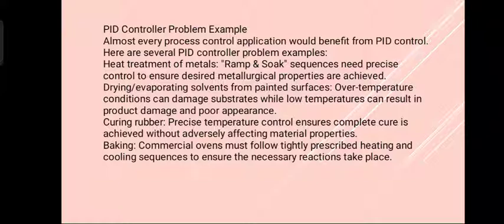Curing rubber. Precise temperature control ensures complete cure is achieved without adversely affecting material properties. Baking. Commercial ovens must follow a tightly prescribed heating and cooling sequence to ensure the necessary reactions take place.